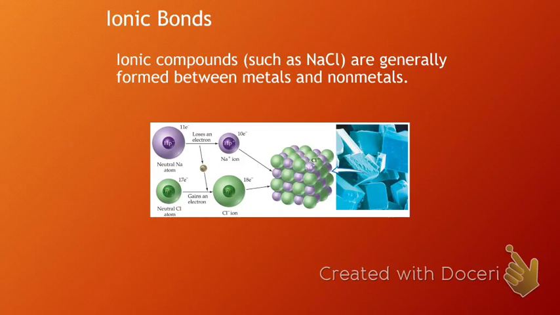So ionic compounds are formed between a metal and a nonmetal. So for example, sodium chloride, which is salt, table salt, is formed when we have a sodium that has a plus 1 charge because it's lost, whoops, let me undo that one.